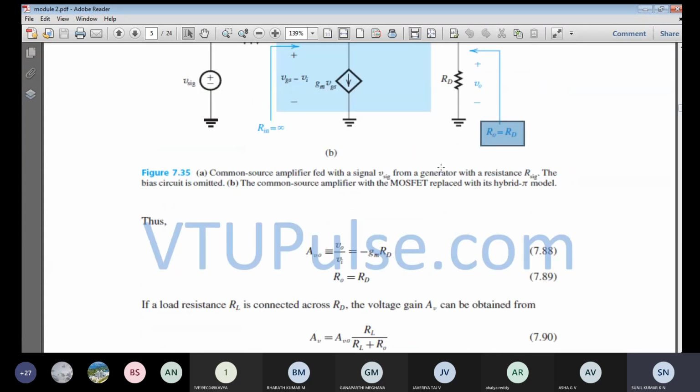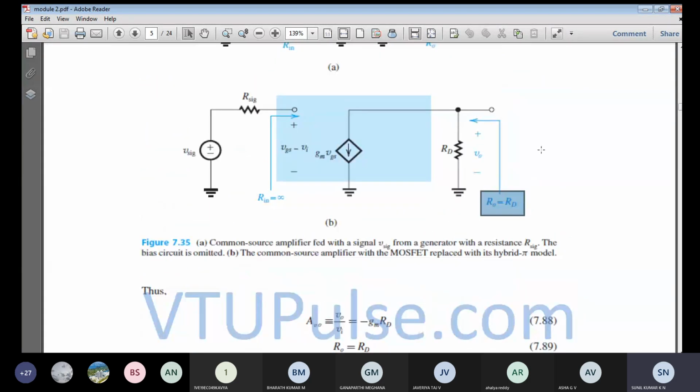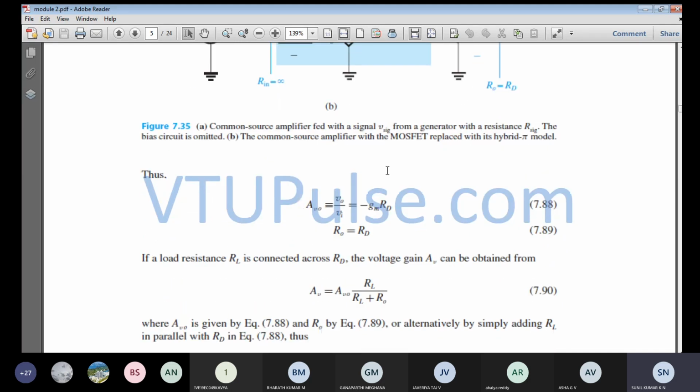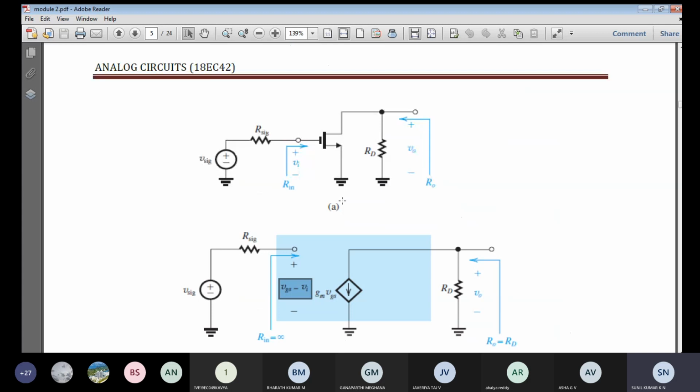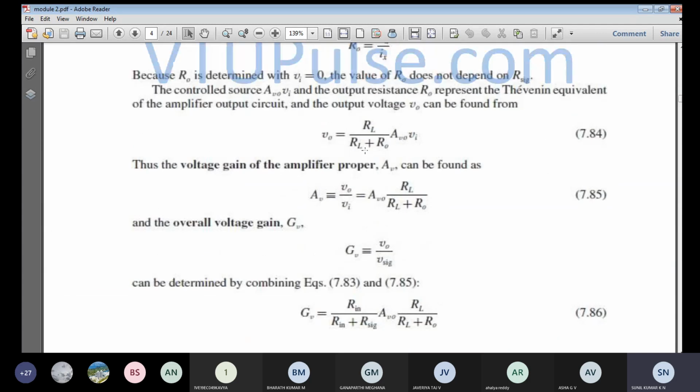And open circuit voltage gain. So open circuit voltage gain means we have not connected any load resistance over here. So whatever the output voltage to input voltage, if you are going to find the gain, then that gain is called the open circuit voltage gain. So AV naught is equal to V naught by Vi. So what is V naught? So V naught is what we have obtained over here.